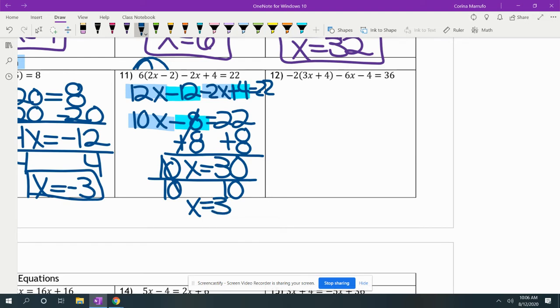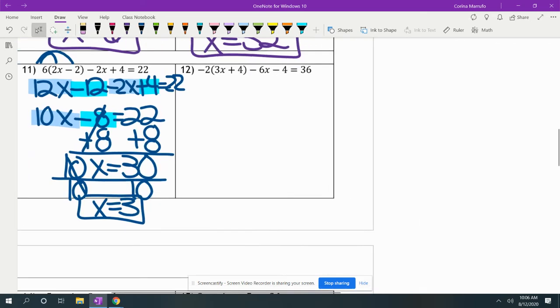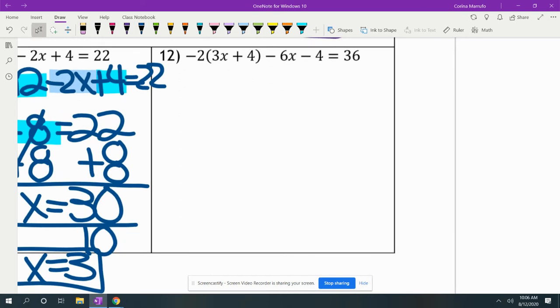All right, the next one. So here we have -2 times 3x plus 4. So we are going to have to distribute this -2 to the 3x and the -2 times the 4.